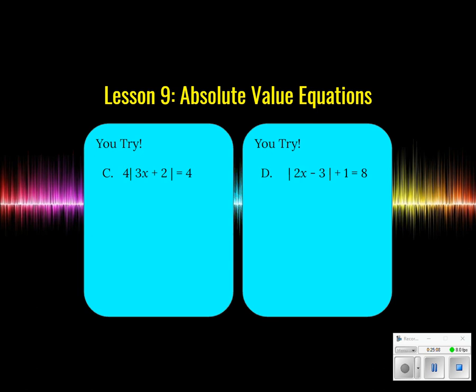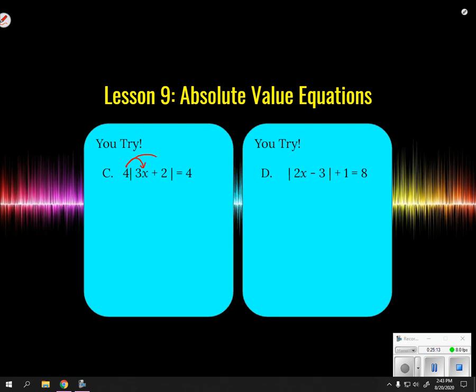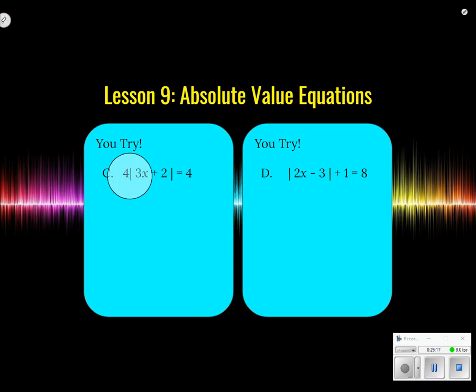Alright, let's look at C. How many of you tried to distribute after I just said don't do it? Hopefully you didn't. Hopefully instead you say, I'm multiplying by 4, I'm going to divide by 4 on both sides. And then I've got the absolute value of 3x plus 2 equals 1. Make sure you're writing your absolute values until you do the split. After the split, you don't need them anymore.